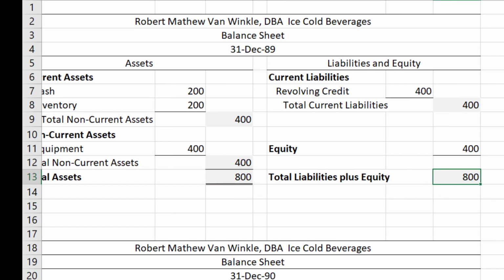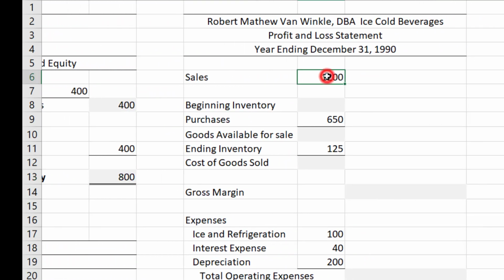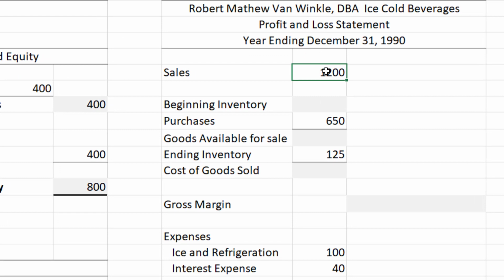Now let's roll over to the profit and loss statement and let's start working on it. We have sales of $1,200. Now another word for this might be revenue or receipts or gross receipts.